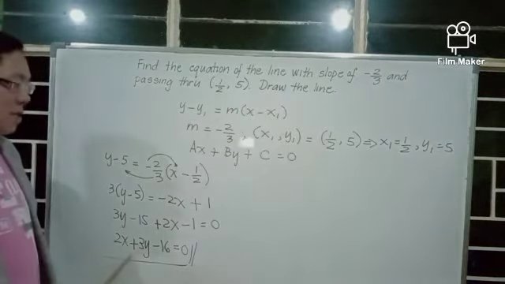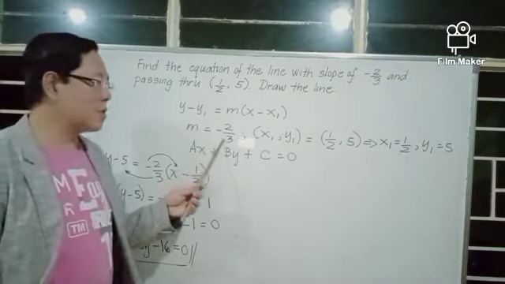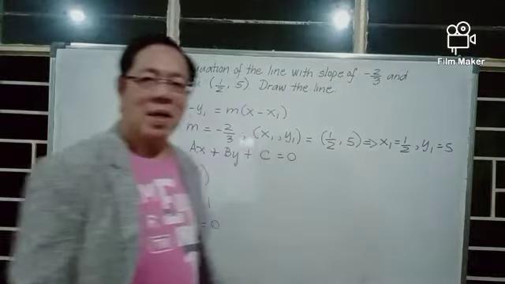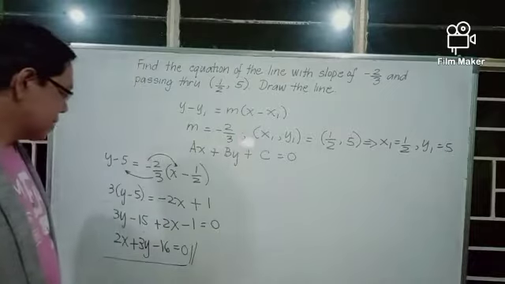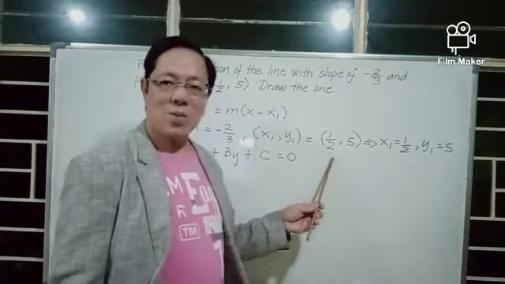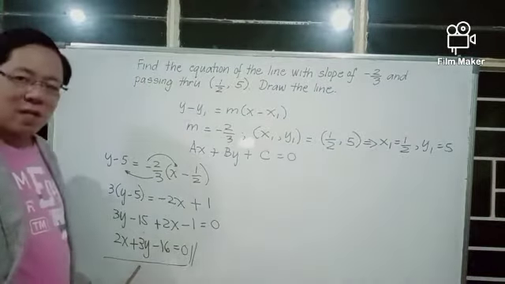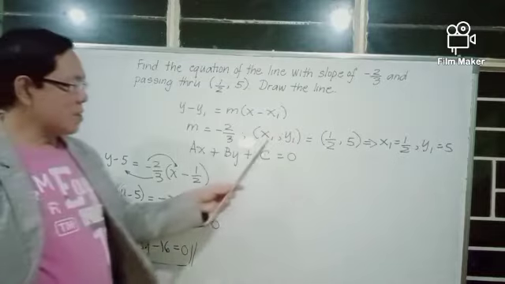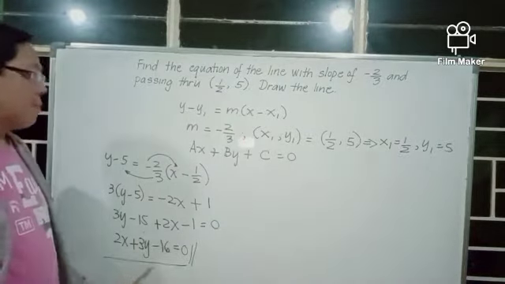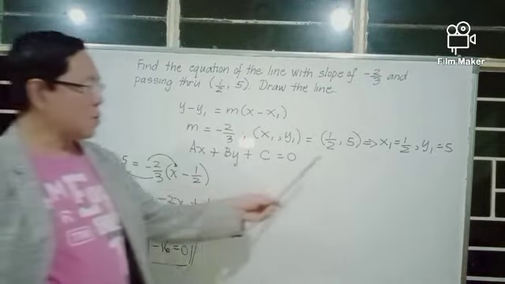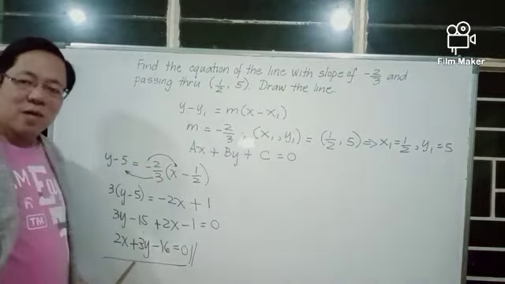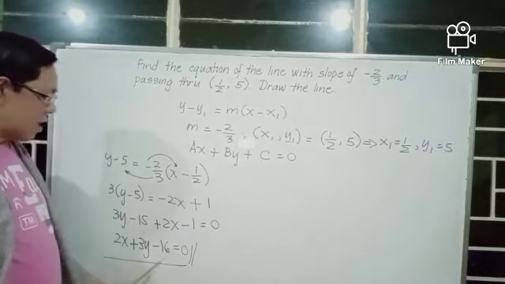This is the equation of the line in standard form with the slope of negative 2/3 and passing through the point (1/2, 5). Now we check if the line will really pass through this point. If the equation of the line is this, then the coordinates of this point on the line must satisfy the equation. So we substitute x equals 1/2 and y equals 5 into the equation, and the left-hand side must be equal to 0.